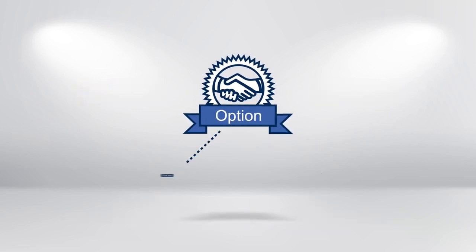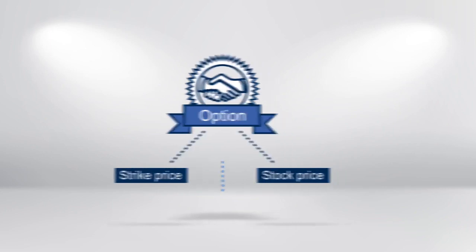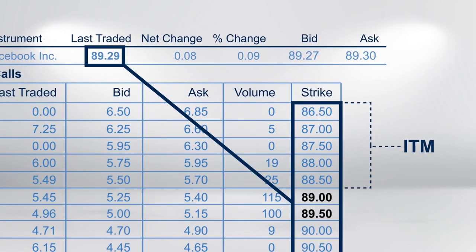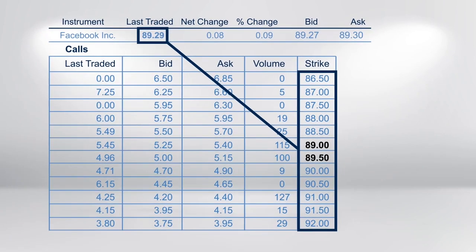The term moneyness describes the option strike price in relationship to the stock price. A call is considered in the money, or ITM, when its strike price is less than the stock price. At the money, or ATM, when the strike price is the same as the stock price. Out of the money, or OTM, when the strike price is above the stock price.